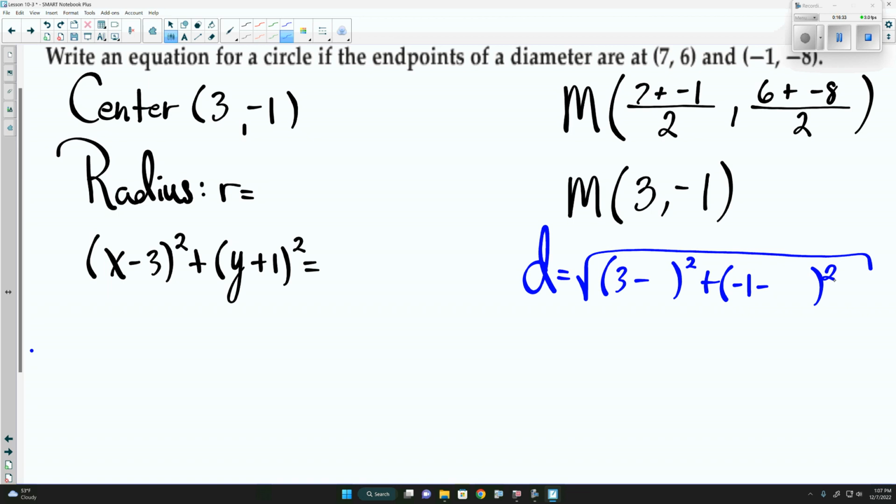What I'm going to do is pick the center. I'm going to use the center as one of my 2 points. Now we just need to pick the other one. Which one do we want to use?